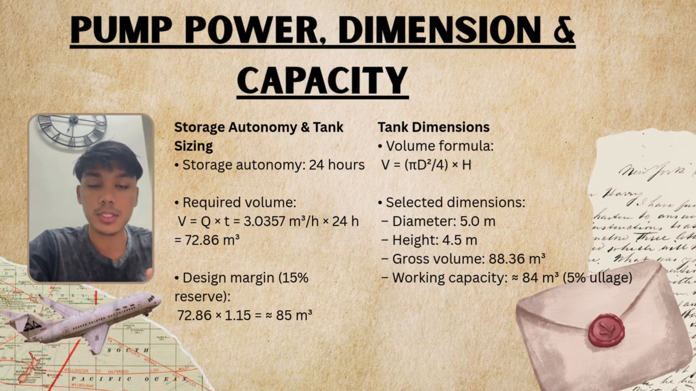And then the last one is the design margin. If we assume it's a 5% reserve, then we will need 72.86 times 1.05, an approximate of 85 meter cube. And the second one is for the tank dimensions. The volume formula for tank dimension will be V equals pi d square over 4 times H. So the selected dimension will be diameter 5 meter and height 4.5 meter. So the gross volume will be 88.36 meter cube. And the working capacity will be approximately 84 meter cube with 95% utilization.